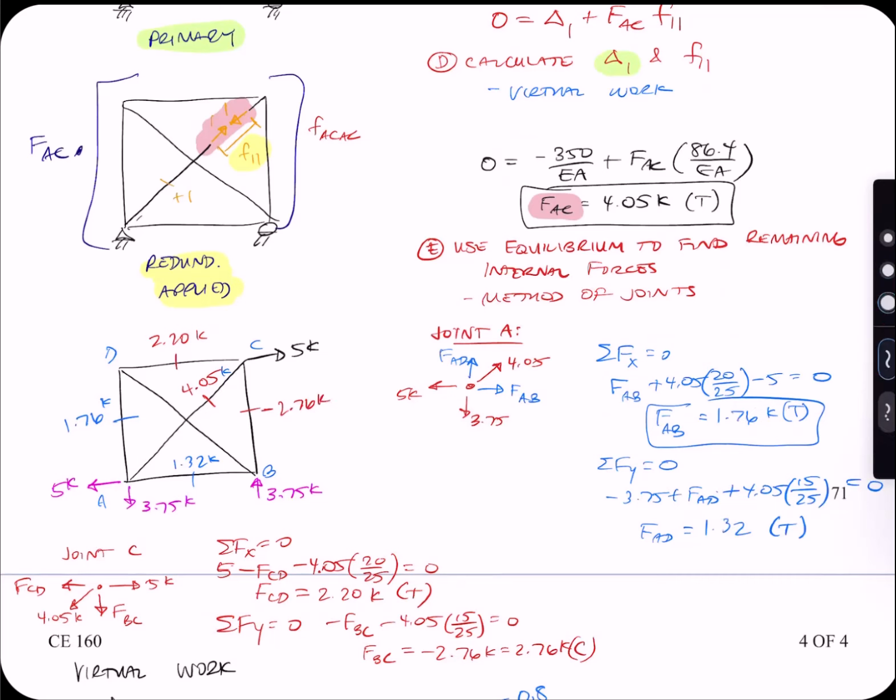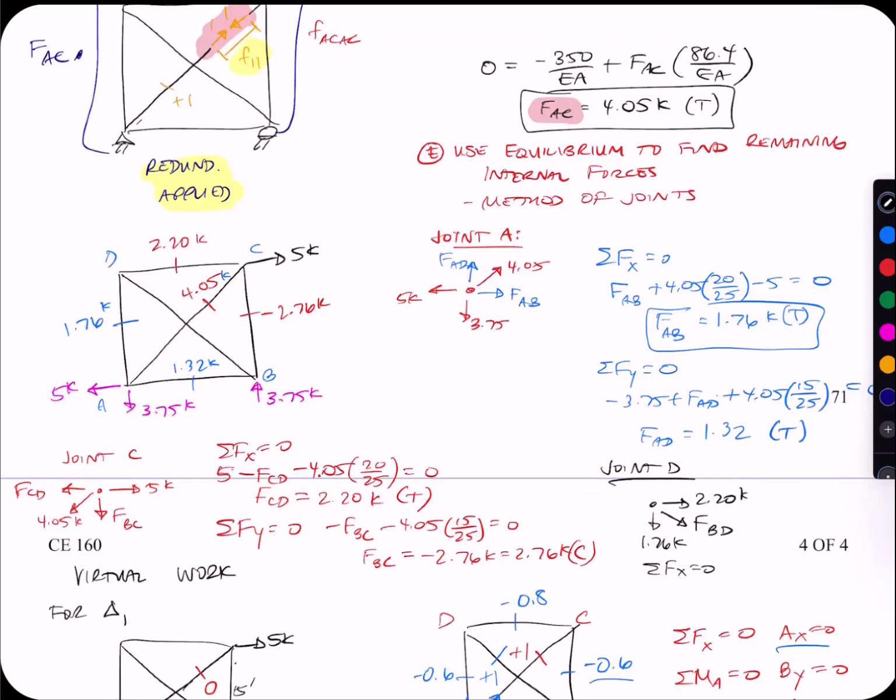The only thing I have left is force BD. So I could do joint B or D. I'll just go with D. So I've got 1.76 kips, 2.20 kips, and force BD. And so my forces in X: 2.2 plus force BD times 20 over 25. Force BD is going to be 1.65 kips in compression. So this one is minus 1.65 kips.